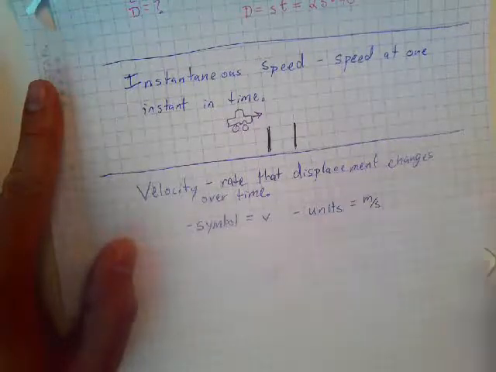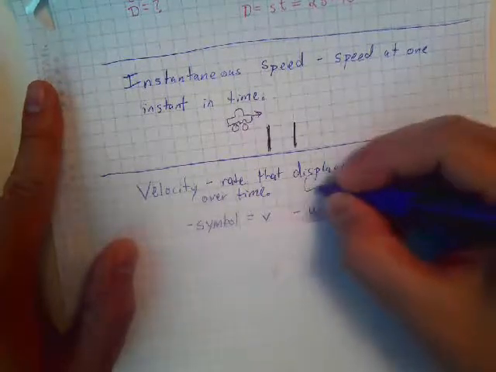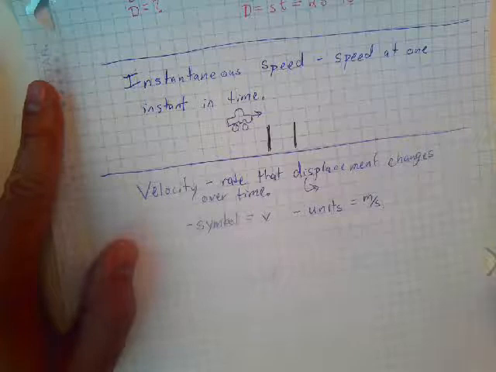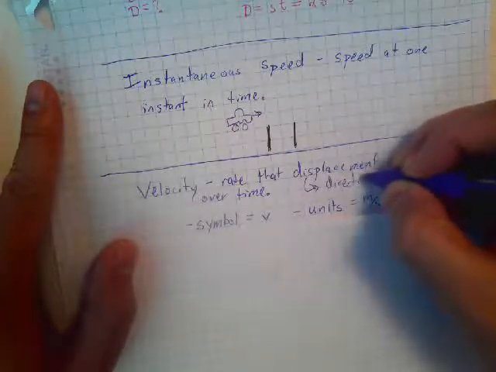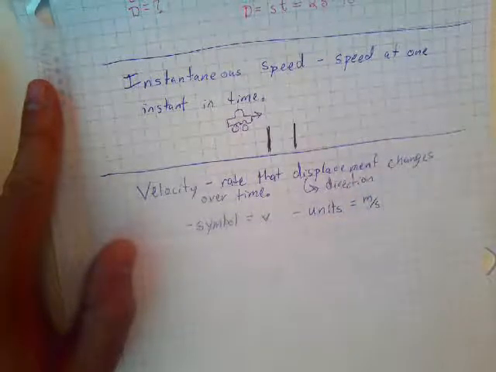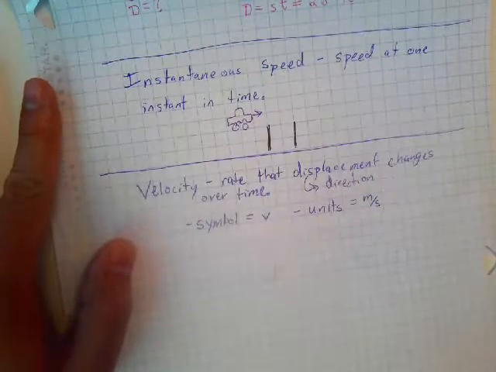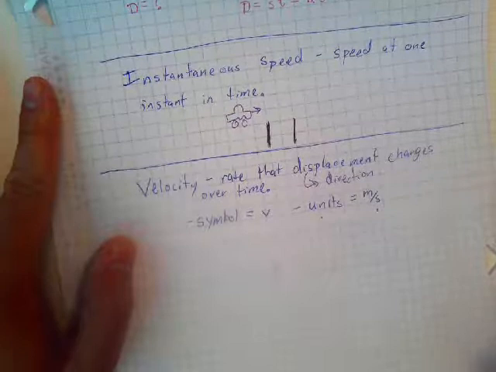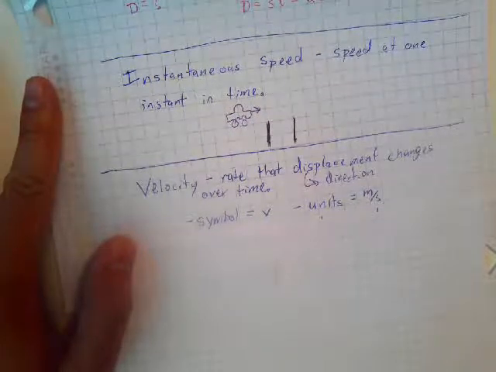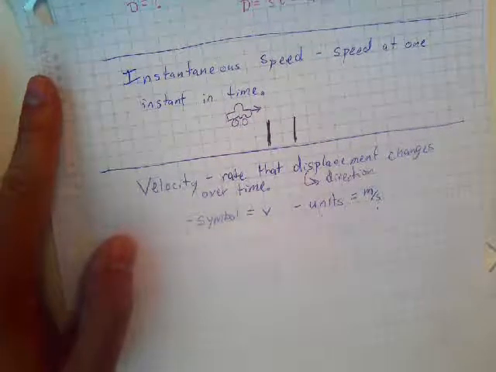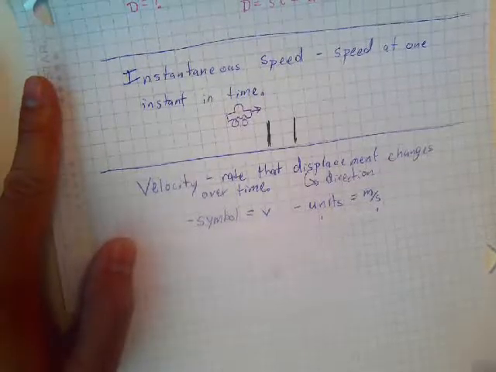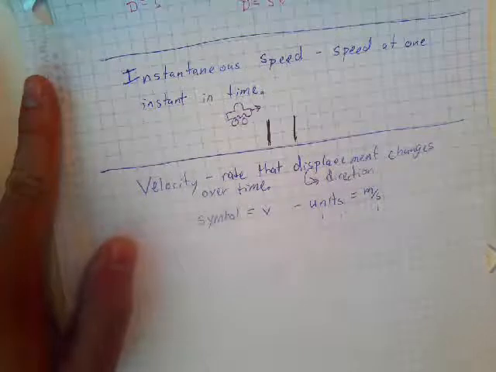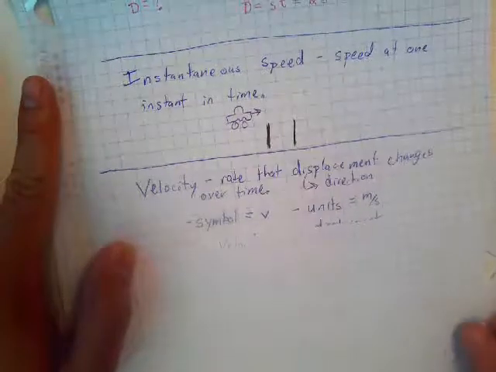Since we're talking about displacement, that means displacement, unlike distance, has a direction, right? So my velocity should always tell me which way I'm going. Sometimes we'll write that as positive and negative, or sometimes we'll say east, west, right, left, up, down. Those would all tell me that direction, and that would make it a velocity instead of a speed.